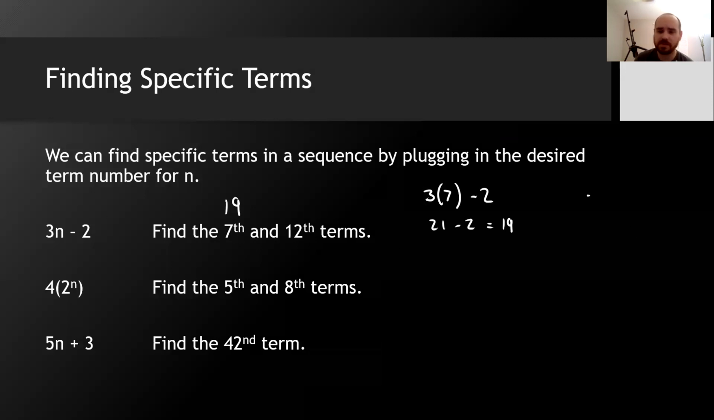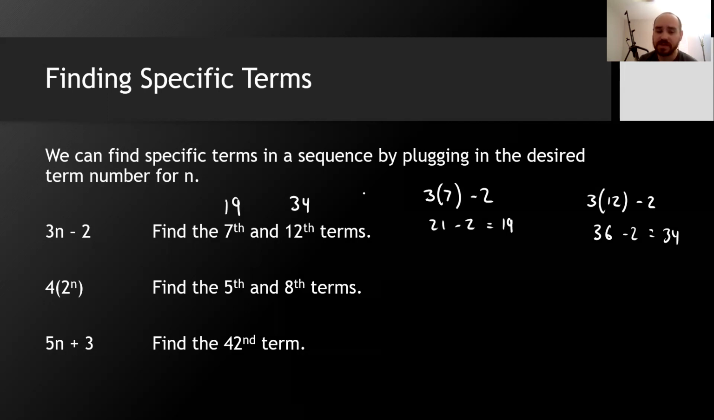12th term, we just do the same thing. So 3 times 12 minus 2. 3 times 12 is 36 minus 2. That equals 34. So here we have 34. So these are the two terms that they were looking for here. And you'll notice we didn't have to write all of them out, which is really nice because otherwise that's kind of a pain. This one's going to get a little trickier.